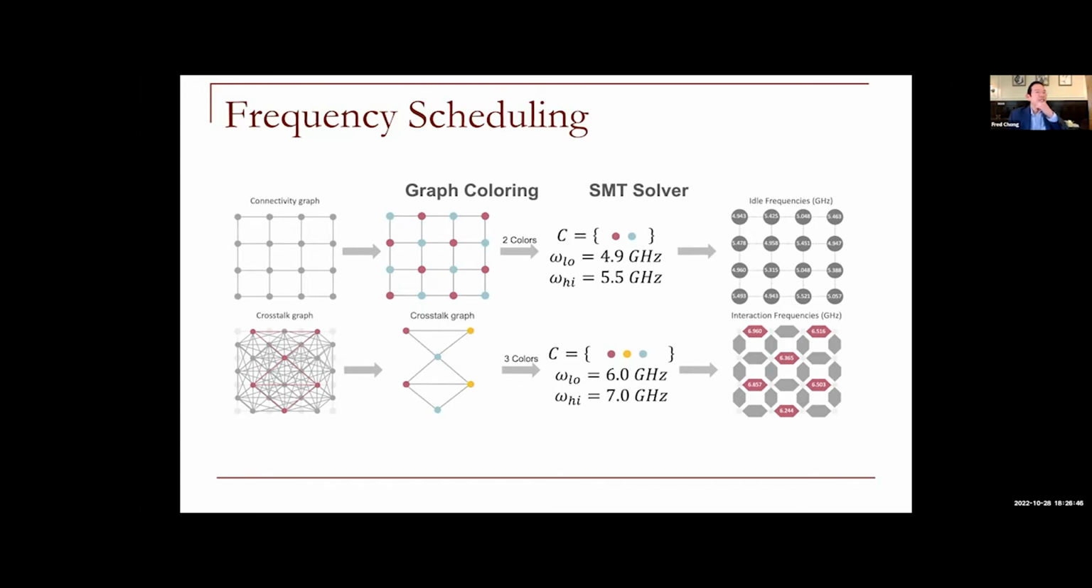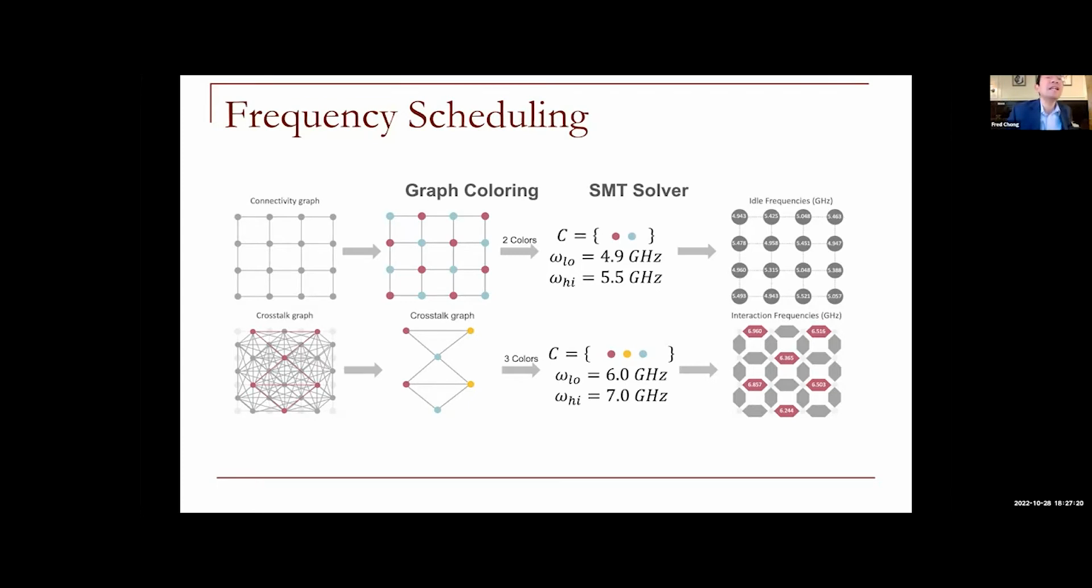So we do it in 2 steps. One step is to look at the connectivity of the machine in the upper left, and we assign essentially idle frequencies, or the frequencies the qubits sit at. And we do that simply with a 2-color graph, and we just make it so that no 2 neighboring qubits have the same frequencies, right? So no resonance happens between qubits that are just sitting idle.